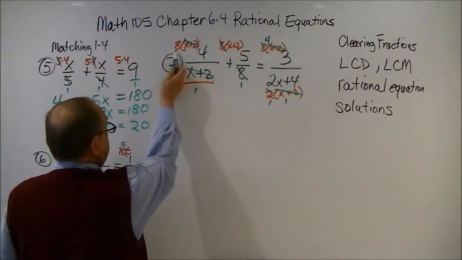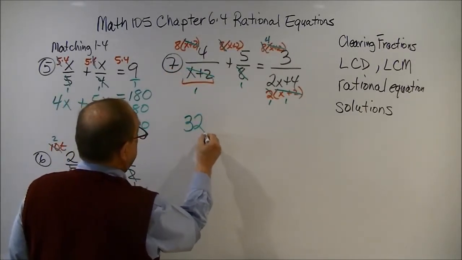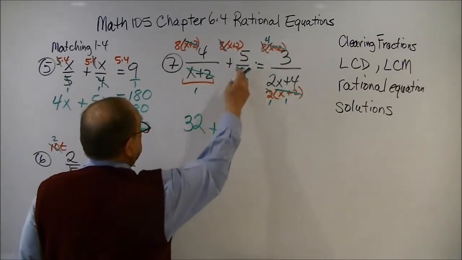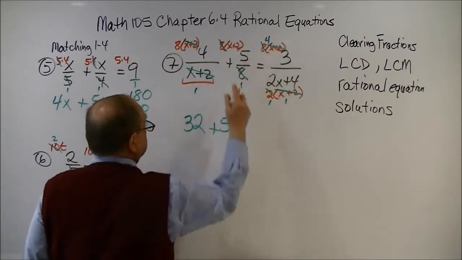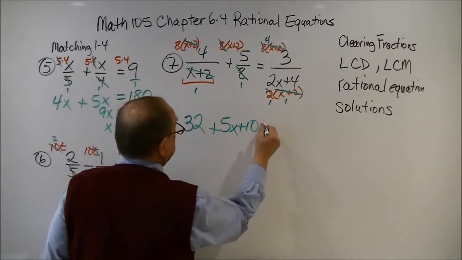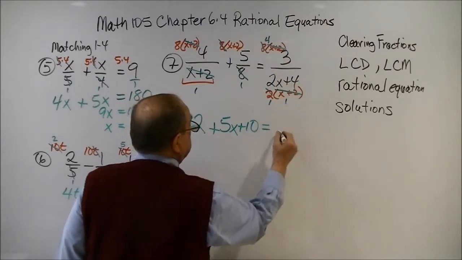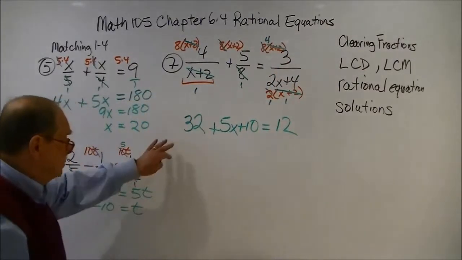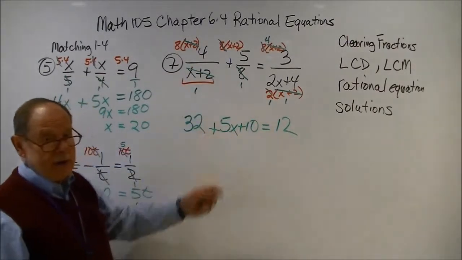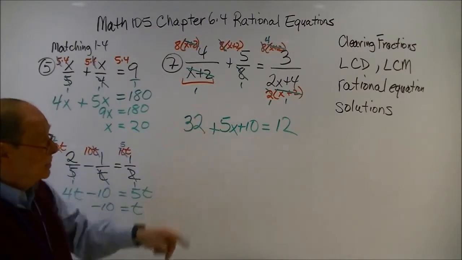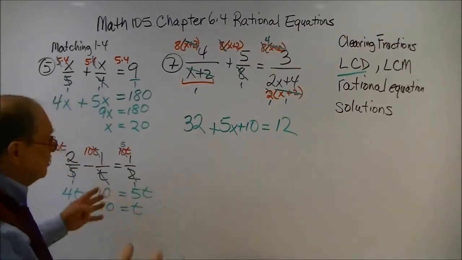So here we're left with an 8. 8 times 4 is 32. Plus 5 times x is 5x. 5 times 2 is 10. Equals 4 times 3 is 12. So notice we have a much easier equation than what we started off with by clearing fractions, by multiplying everything by the lowest common denominator. That got rid of our fractions.